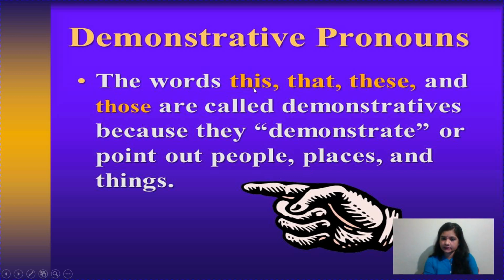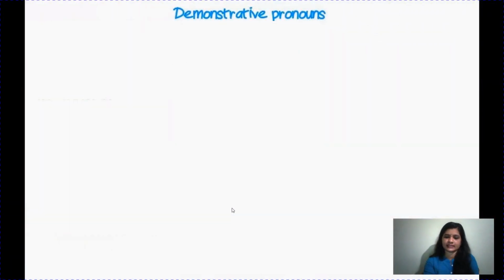The words this, that, these, and those are called demonstratives because they demonstrate or point out people, places, or things. Children, can you see his finger? When we need to point at something, we always use our index finger. Look at this book, look at that book, these books, those books. So when you are pointing something towards people, places, or things, they are demonstrative pronouns. Let's see an example.